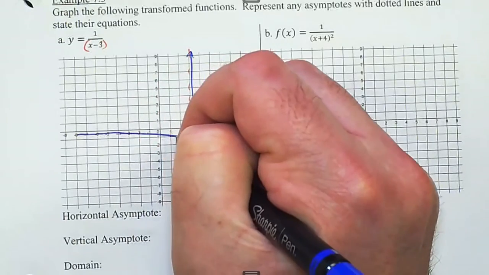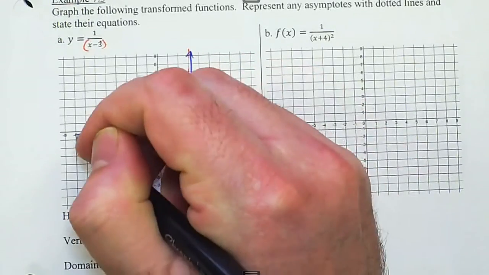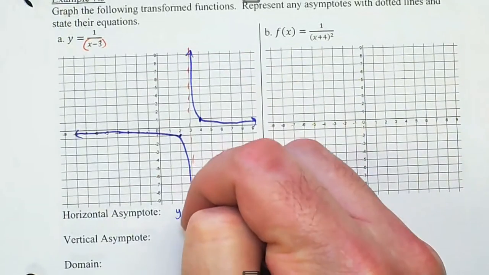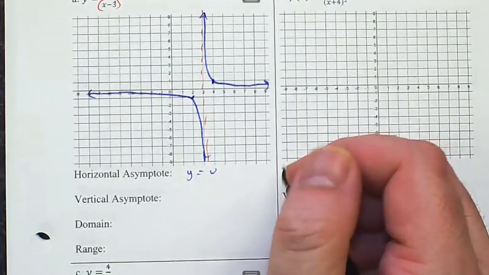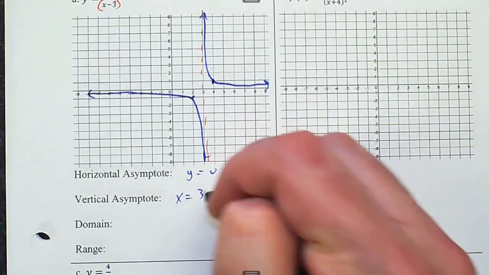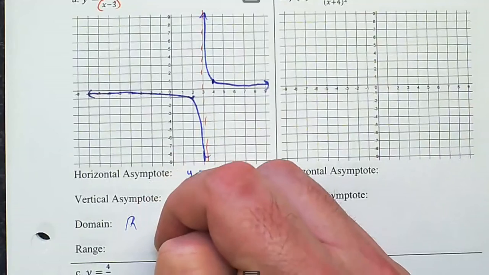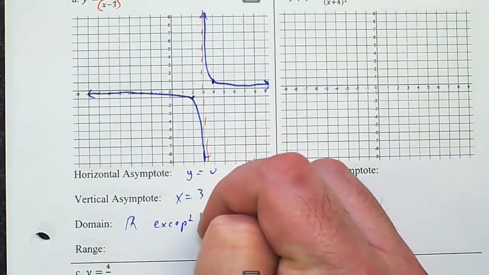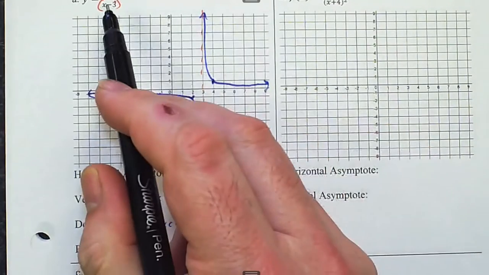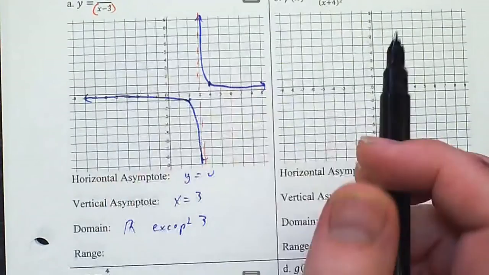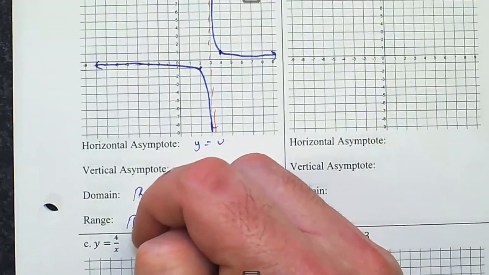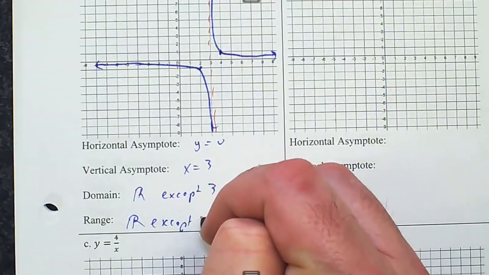Remember that the horizontal asymptote was y equals 0. We didn't move up and down, so that didn't change. So y equals 0. The vertical asymptote did shift to the right 3, so our domain is all real numbers except 3. Because if I plug in 3 to the equation, I would end up dividing 1 by 0, which is not allowed. And the range is all real except 0.